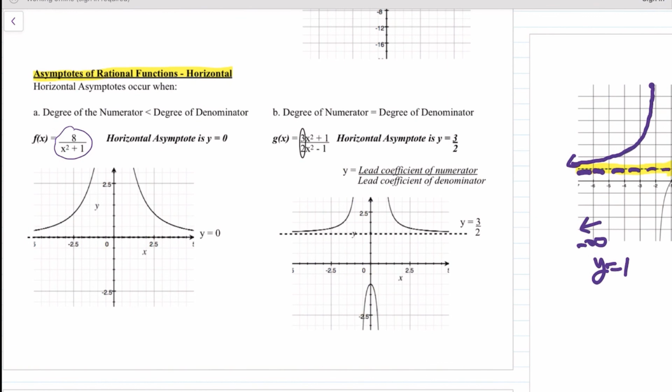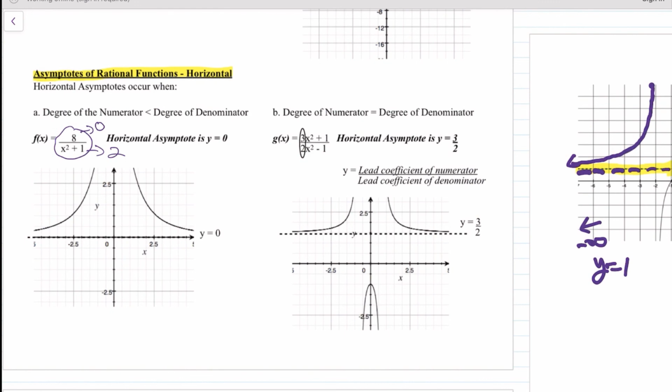And you're going to look at the degree of the numerator and the degree of the denominator. Well, the degree of the numerator, any constant, is always going to be a degree 0. So this is going to be degree 0. And in the denominator, the degree is a 2.